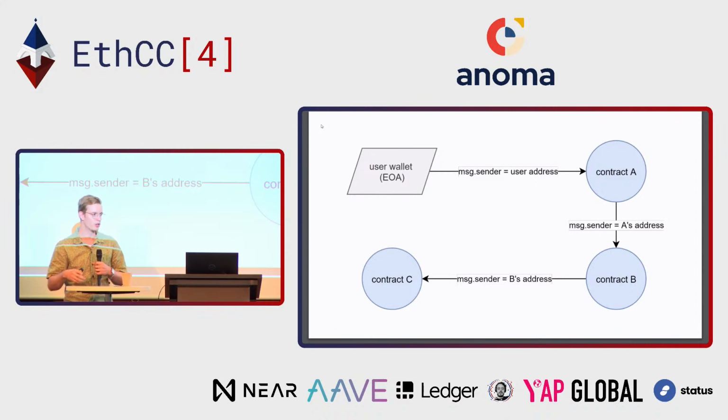If we zoom out and look at a normal call graph for an Ethereum transaction, we see that there's only one time during a call graph where the EOA message.sender is equal to the user address. If you call contract A and contract A calls another contract and another contract, you never again have this property that the message.sender is equal to the EOA. So if you're building a lot of smart contracts that rely on message.sender to authenticate, then you have correlated your actions one-to-one with transactions.